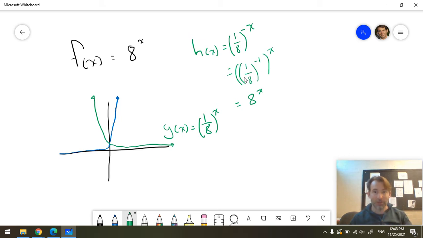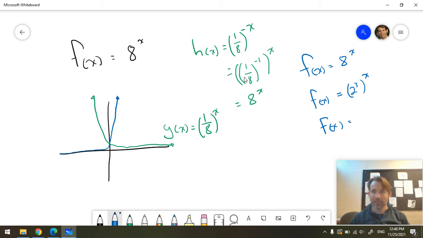Now let's take a look at another way we can do it. I'm just going to start from f of x here. We're going to go in blue. f of x is equal to 8 to the x. Well, isn't that exactly the same thing as saying f of x is equal to 2 to the 3, because 8 is 2 cubed, and then 3 times x, so f of x is equal to 2 to the 3x. It's the same. Let's graph it and prove it to ourselves.